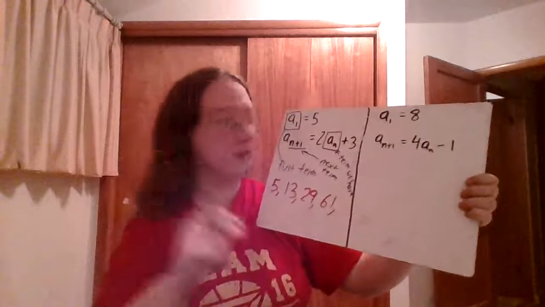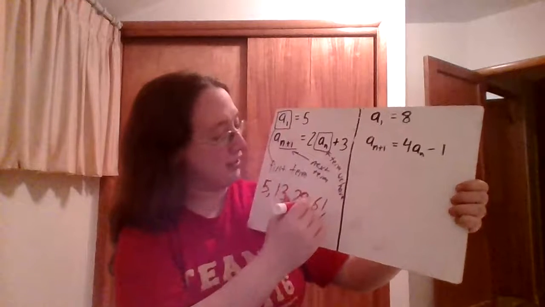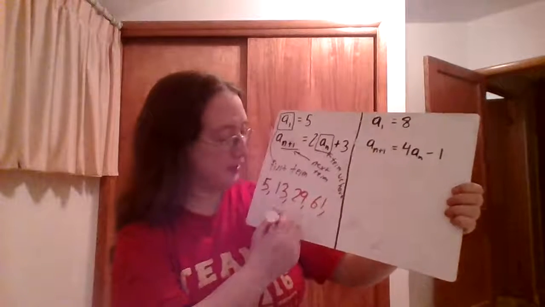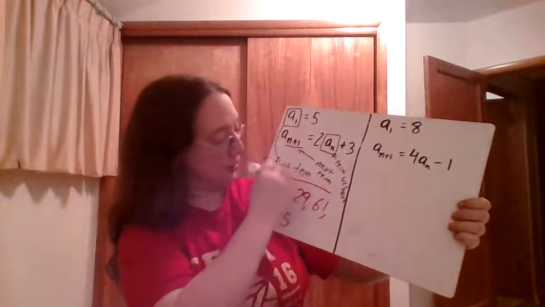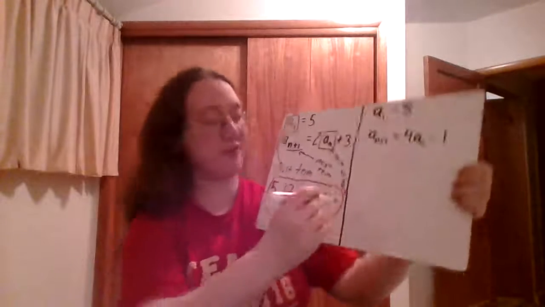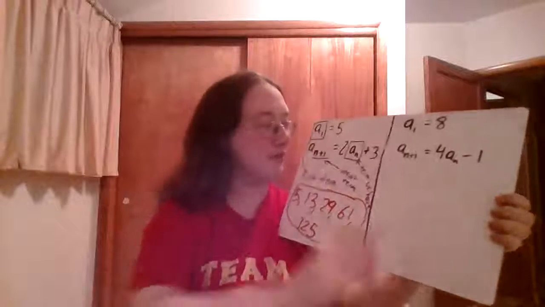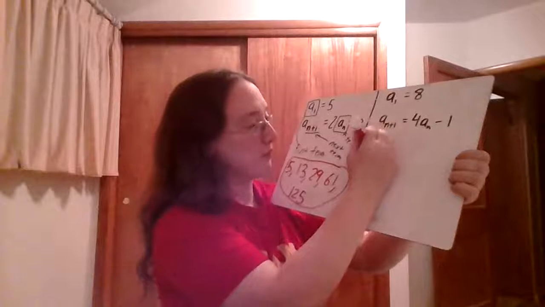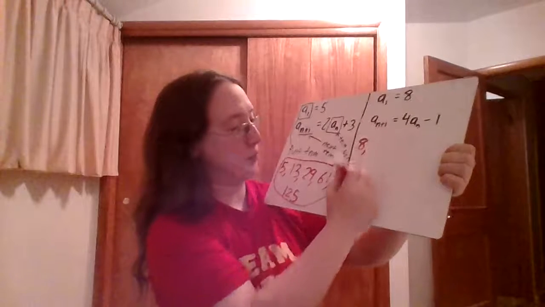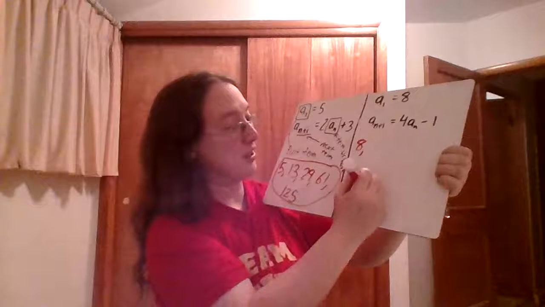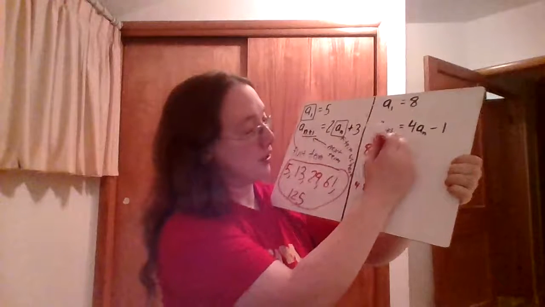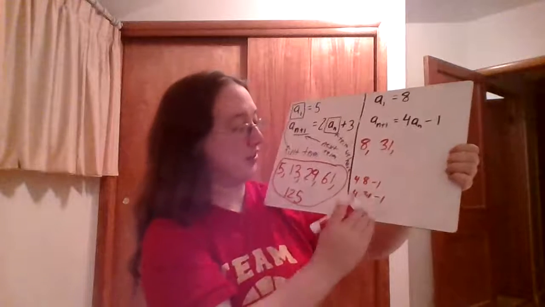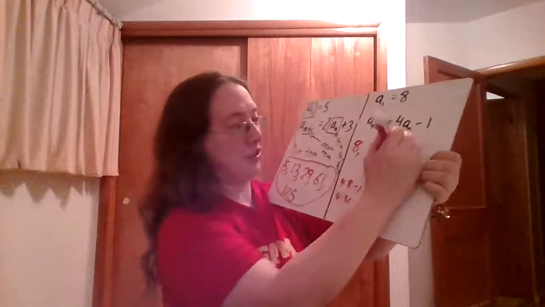And then we said first 5, so your next one is 2 times 61 is 122, plus 3 gives you 125. So there we have our first 5 terms. Yay. Same sort of thing over here. Your first one's your freebie, that's our 8. Then we take 4 times 8 is 32, minus 1 is 31.